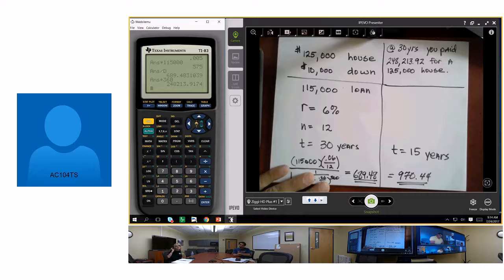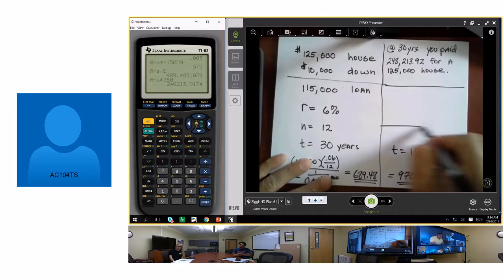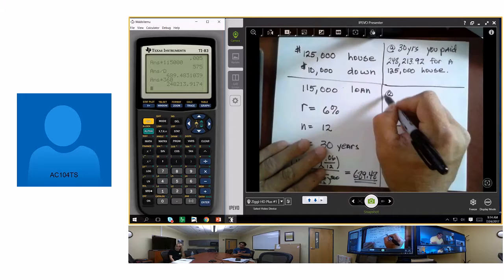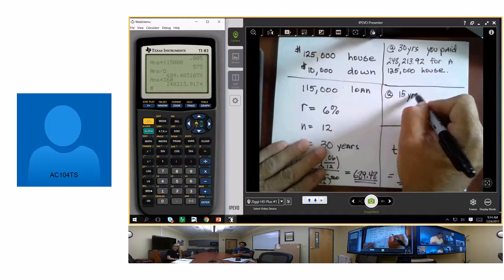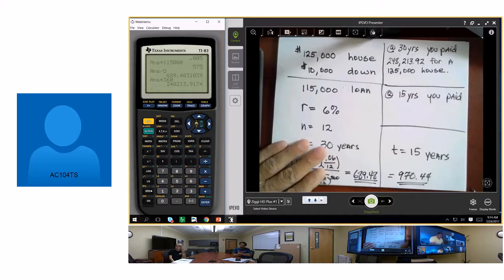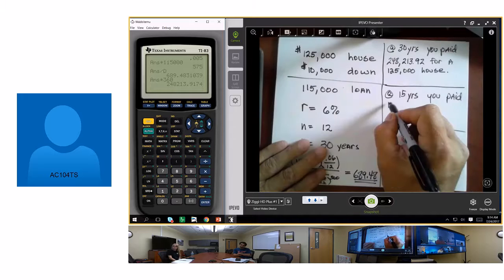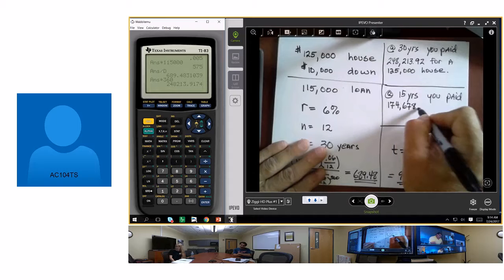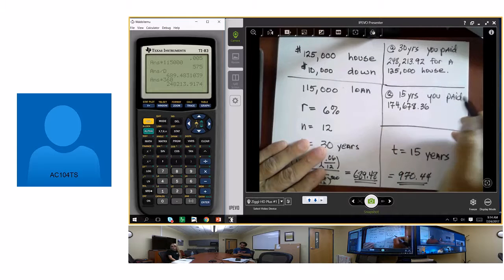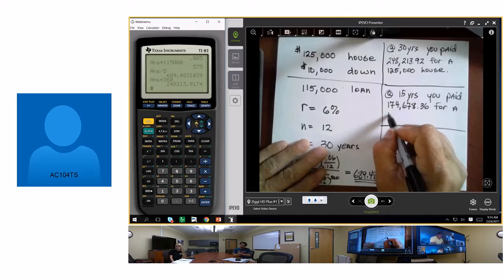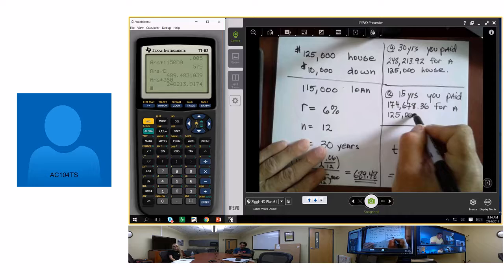All right, so multiply that by 15 times 12. Okay. So at 15 years, you paid what? 174,678. 174,678, and what's the change? 36. That's almost a $2,000 payment. You said $1,000, honey. For a $125,000 house. So the total is lesser, but your payment is higher.